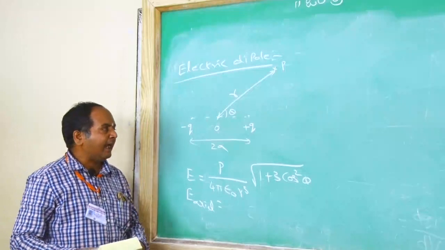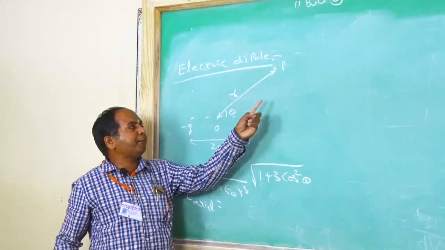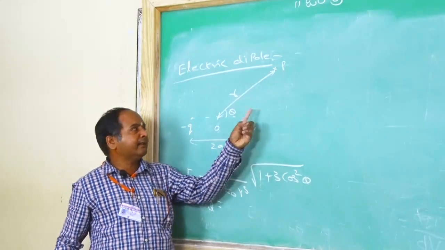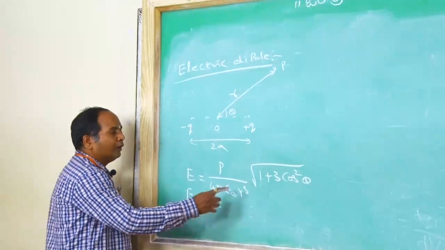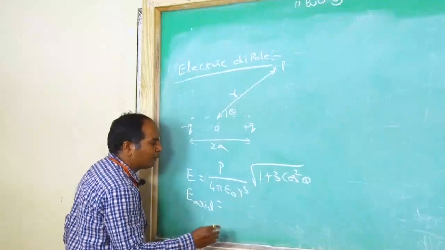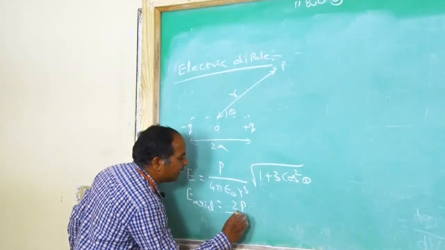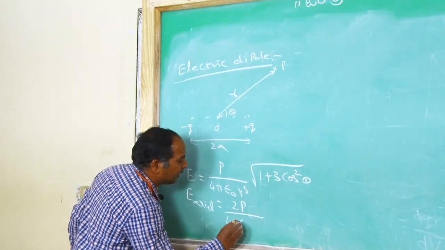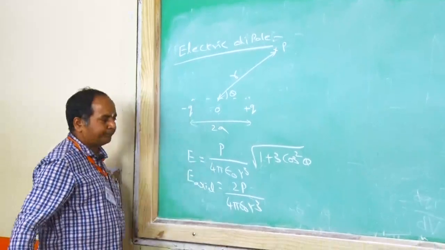Axial means what? Point P should be along this line, then theta will be 0. So 3 cos square theta means cos square 0, 1. So root 4 means 2. So 2p divided by 4 pi epsilon naught r cube.